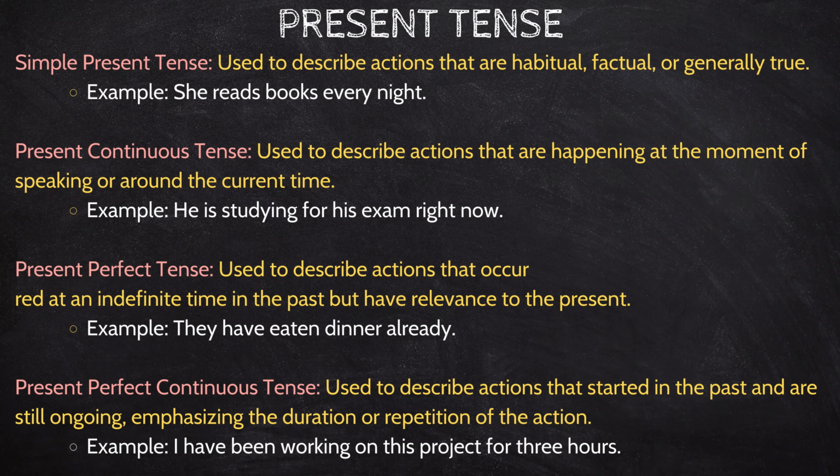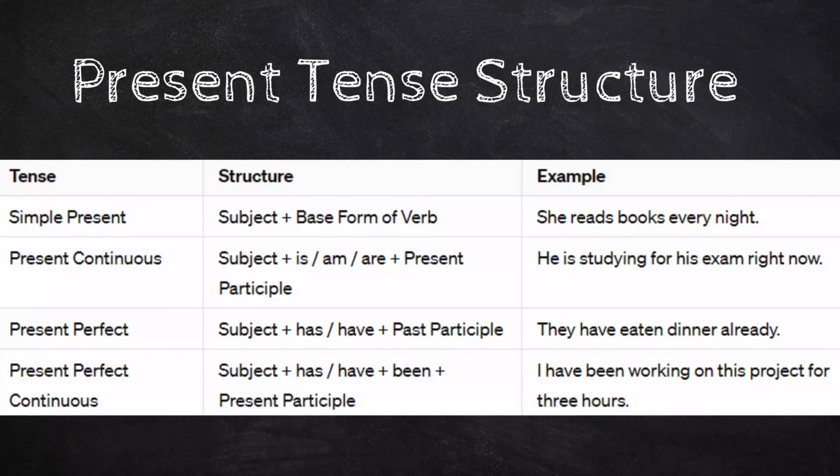Present perfect continuous tense is used to describe actions that started in the past, like that. Okay, but here, by this table, we can understand all the present tense structures. Simple present: subject plus base form of verb. Example: she reads books every night.